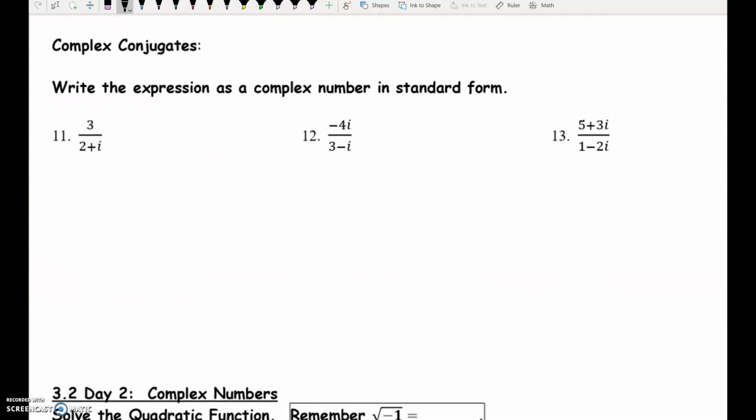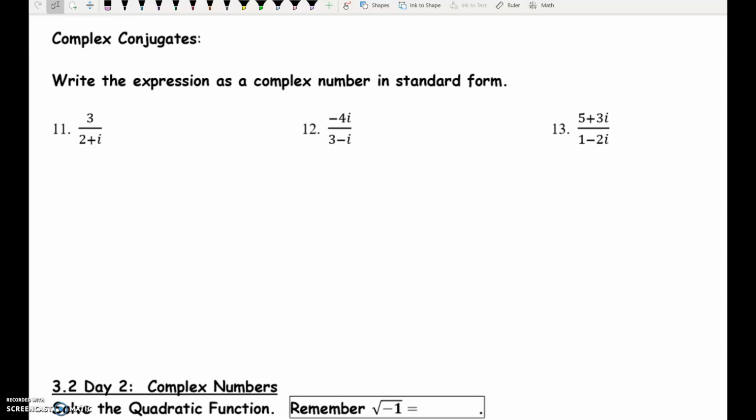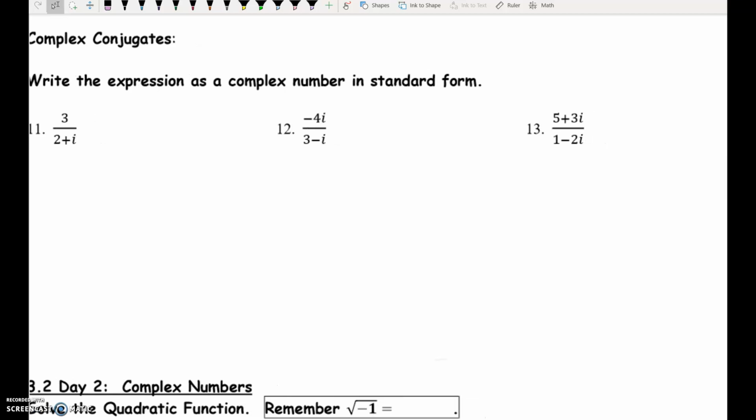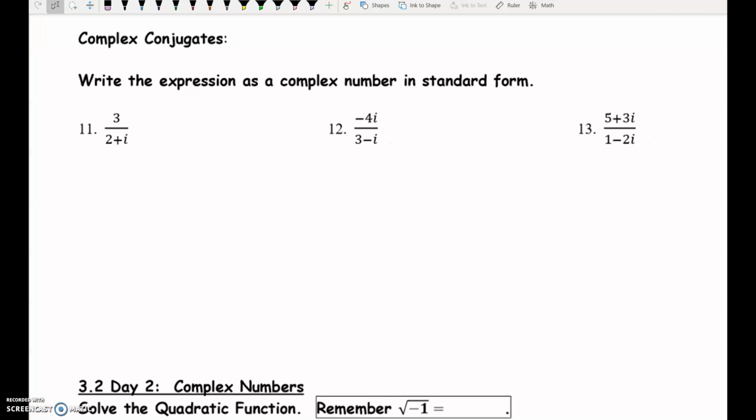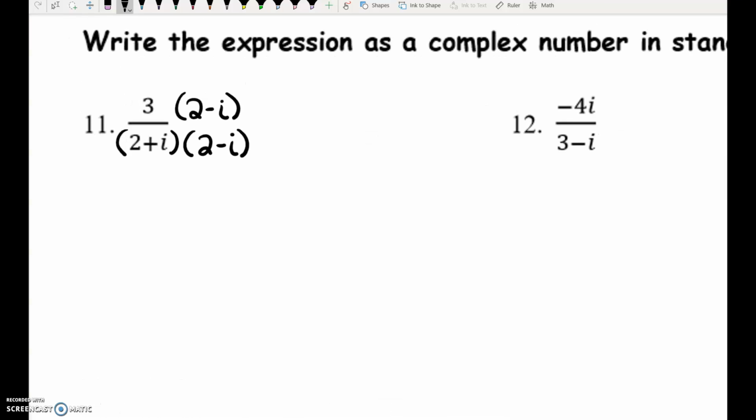This isn't on your assignment, so we're not going to do this. But I do want to show it to you once. i is a square root. So can we have i on the bottom? No. So if I take something like this first one, 3 over 2 plus i, I want to get rid of the i's on the bottom. I'm going to multiply the bottom and the top by the conjugate, which is the exact same as the original statement, but with the opposite symbol.